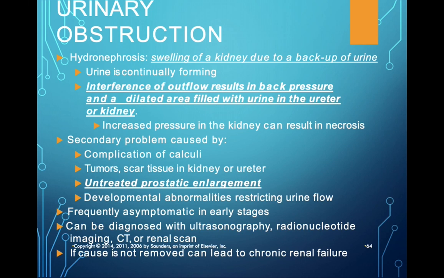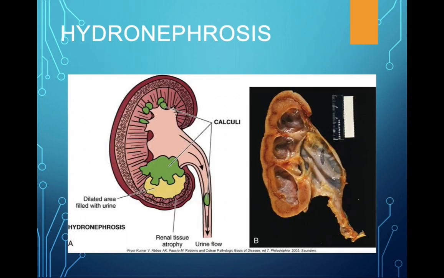So the secondary problem is caused by the complication of the calculi, any tumors or scar tissue in the kidney or the ureter, an untreated prostatic enlargement in men, and the developmental abnormalities that restrict the urine flow. Frequently, it's asymptomatic in the earlier stages, and it can be diagnosed with ultrasound, CAT scan, renal scan, and if not addressed and removed, it could lead to chronic renal failure, which we'll get into.